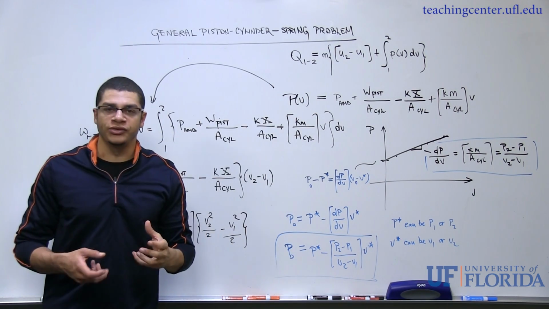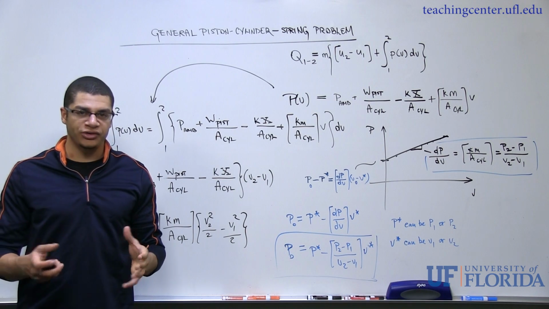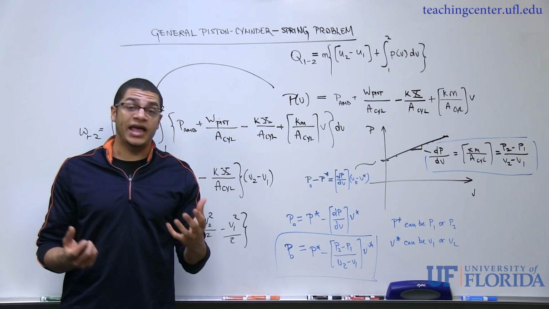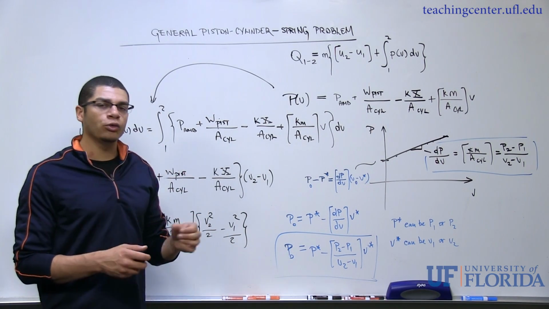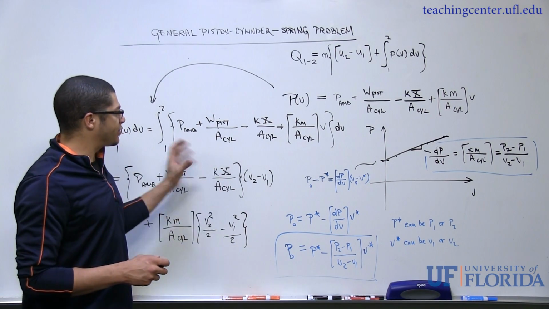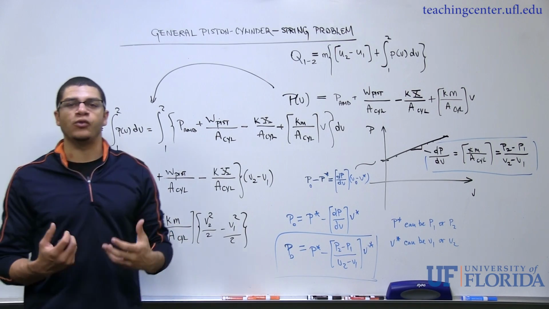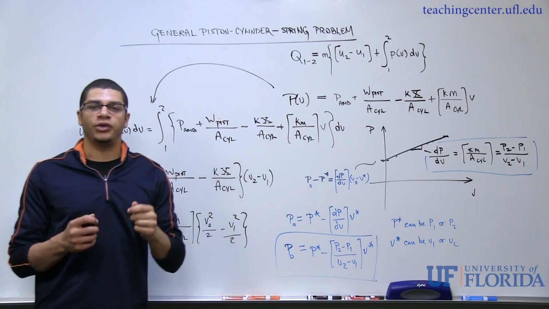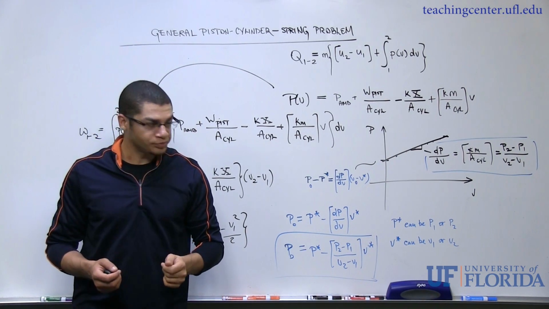But in a lot of problems, they won't give you any mechanical information about the spring or the size of the piston, if there is any ambient pressure or not. And so what we need to do is neglect some of these mechanical quantities and see if we can come up with an expression for P of v in terms of purely thermodynamic information.